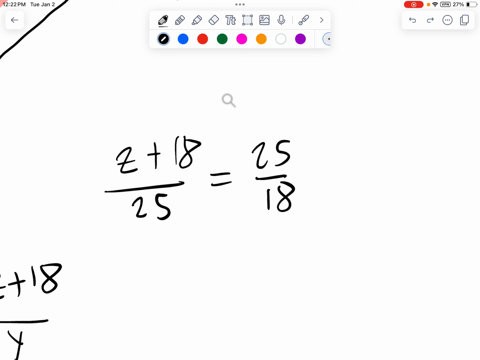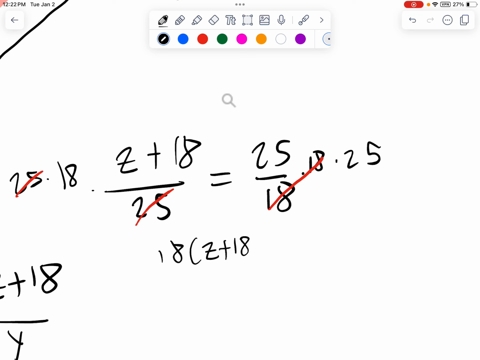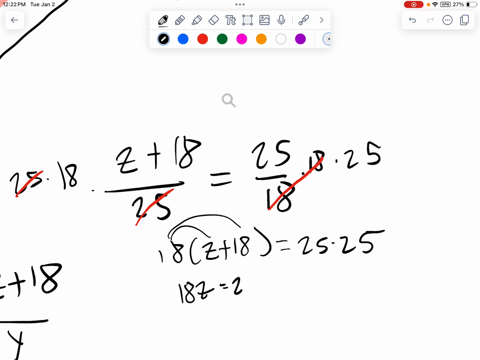So now what I'm going to do is take that 18 and multiply it to both sides. I'm also going to multiply the 25, because fractions are division, and we undo division with multiplication. So when you multiply, those will cancel, and you're left with 18 times z plus 18 equals 25 times 25. All right, and then just solve for z. So 18 times z is just 18z. And then we have 18 times 18, which is going to leave us with 324. On the other side, we have 25 squared, so 25 times 25, 625.